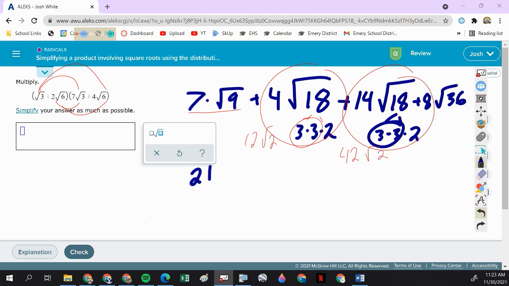And then we add those together, and we get 54 root 2, and that just becomes 8 times 6, which is 48. 48 and 21 become 69 plus 54 root 2. So you're just kind of using all of your simplifying skills to get that answer.